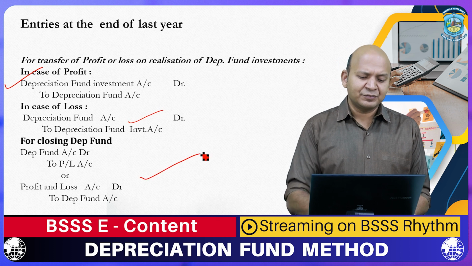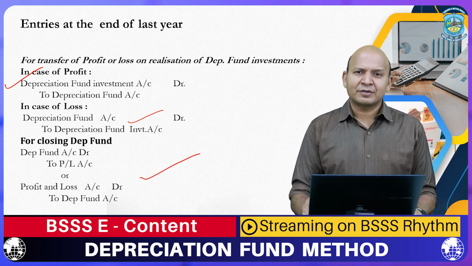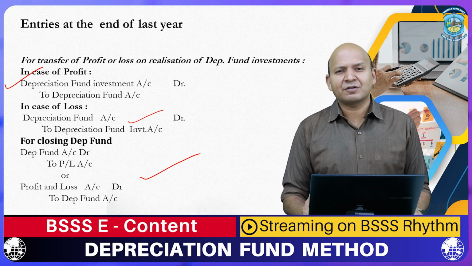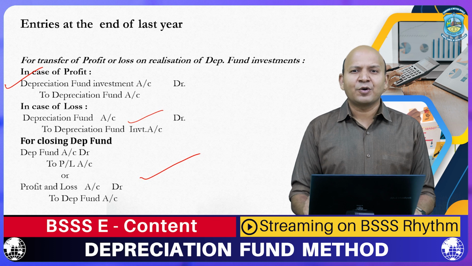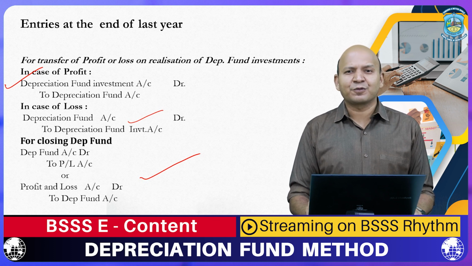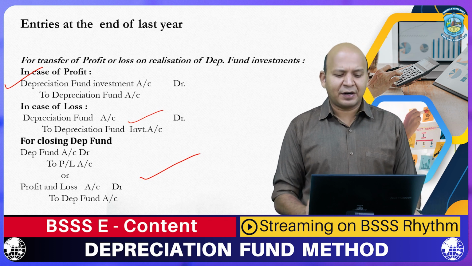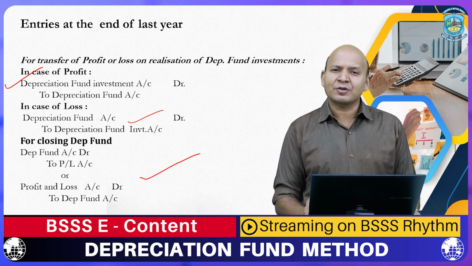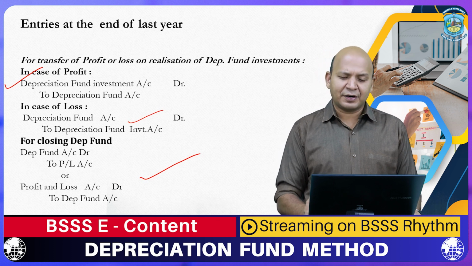In the end, we need to close the depreciation fund account. And for closing the depreciation fund account, there can be some balance either in the debit side or in the credit side. Therefore, the following entry will be passed, that is depreciation fund account debit to profit and loss, or profit and loss account debit to depreciation fund account.